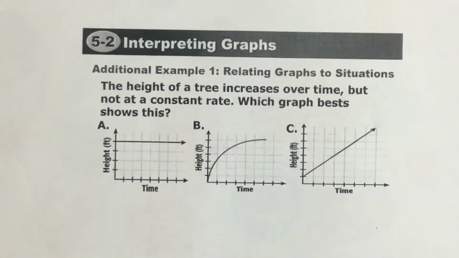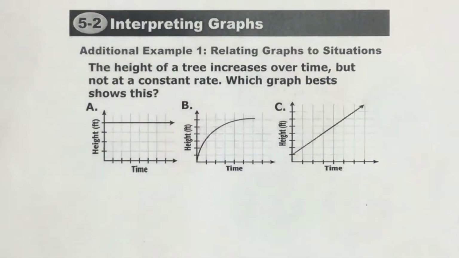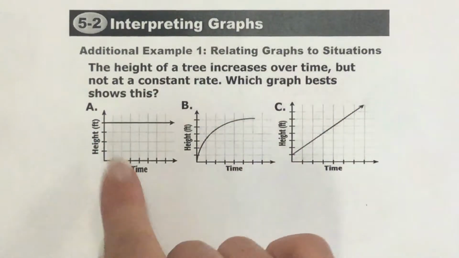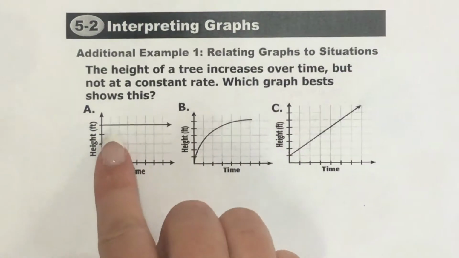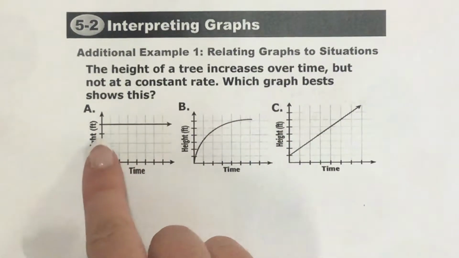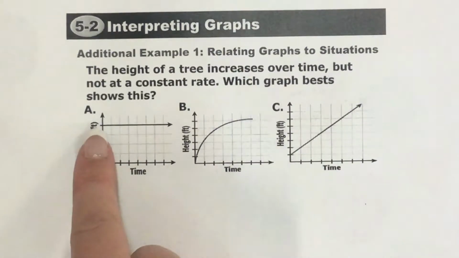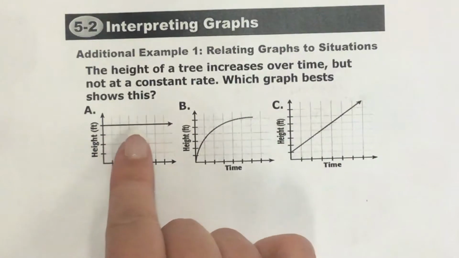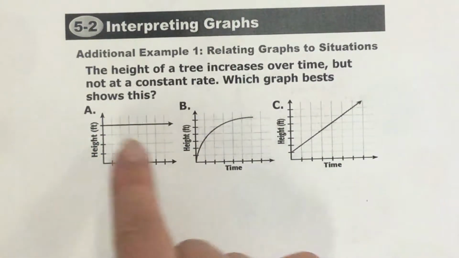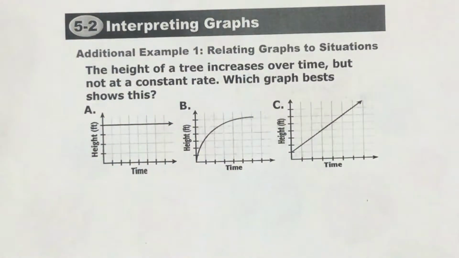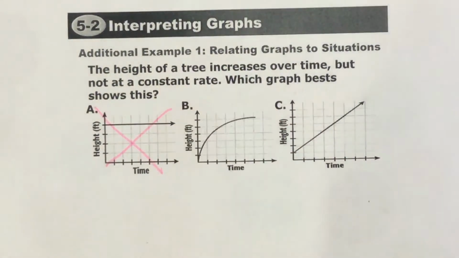So the height of a tree increases over time, but not at a constant rate. So it's increasing, but not at a constant rate, which means we're going to be dealing with some type of curved line. Which graph best shows this? So if we look at graph A, what we see is that the height of the tree is at a particular amount when time is 0. And the height of the tree remains the same as time increases. As time goes on, the height of the tree is the same. So we know that it is not going to be A, okay?